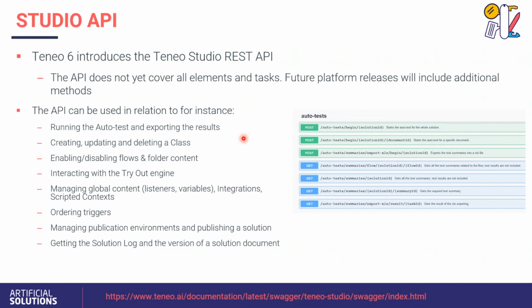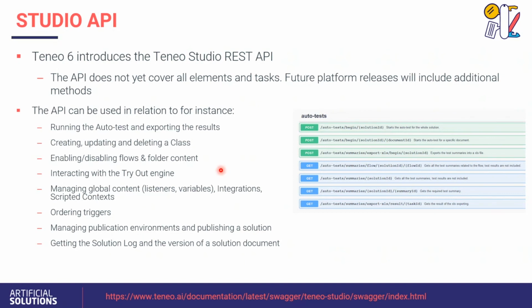kick off the auto test externally with this API call. That means that you could program it to run every night if that's what you want to do. Say at midnight every night, I want to run the auto test so that I have the results in the morning, and then I can see how my solution is going. Or you can be manipulating your machine learning classes. You can enable or disable content. You can actually talk to the tryout engine if that's what you want to. You could even program a publication, many different things that you can do.